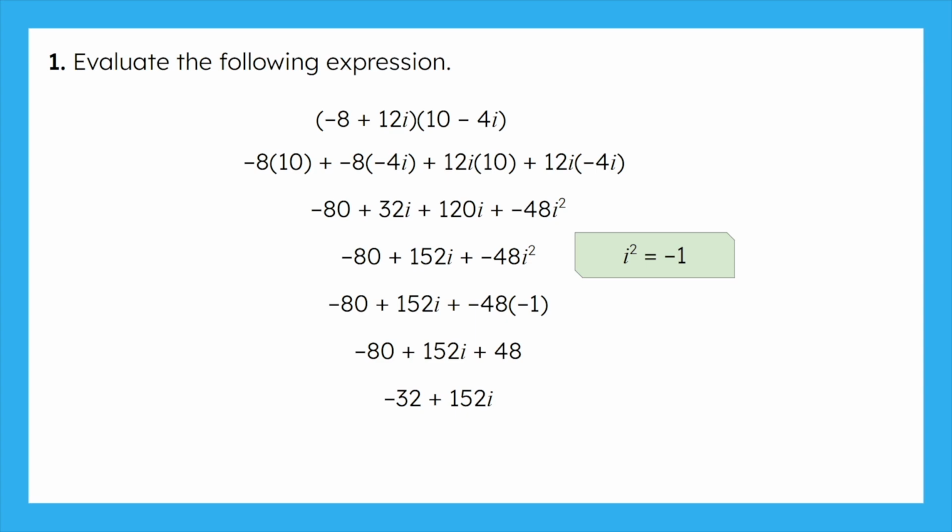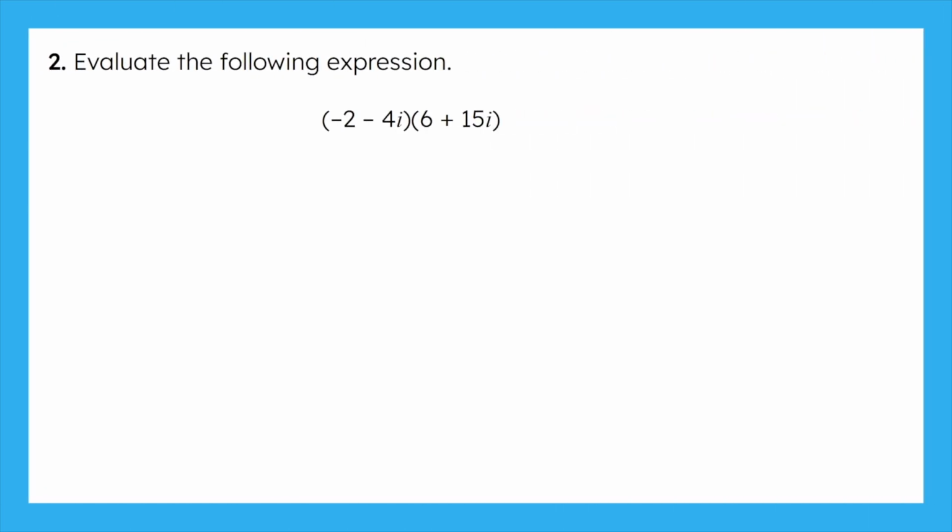Our answer is a complex number, so we need to ask ourselves, is this in standard form? It sure is, since its real number comes before its imaginary number, so -32 plus 152i is our final answer. Go ahead and try this example problem on your own. You might want to use an area model if that's your preference. We'll go over everything once you're finished.